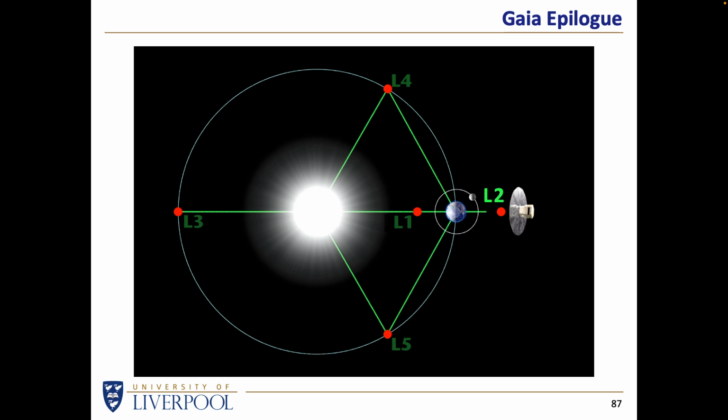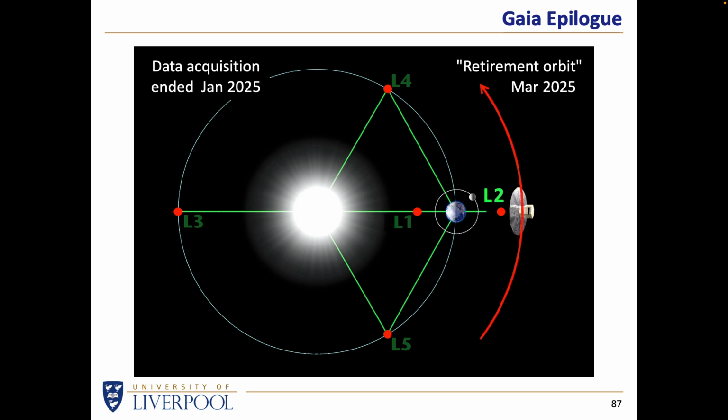That is where Gaia was, sitting at L2, or technically in a little halo orbit around L2. Data acquisition ended in January of 2025, and it went into a retirement orbit in March of 2025, basically a year or so ago. Retirement orbit sounds so much better than graveyard orbit, which is what some people call it. Basically, if you're orbiting around L2, like James Webb or like Gaia, all you need to do is to give it the slightest nudge away from L2 and it will continue drifting away. You can only sit at L2.